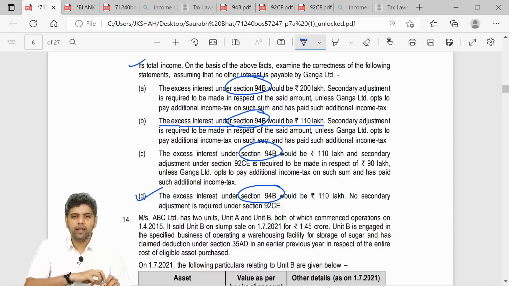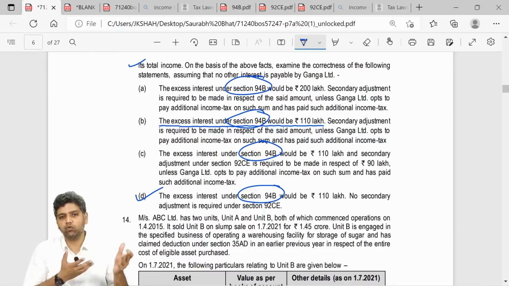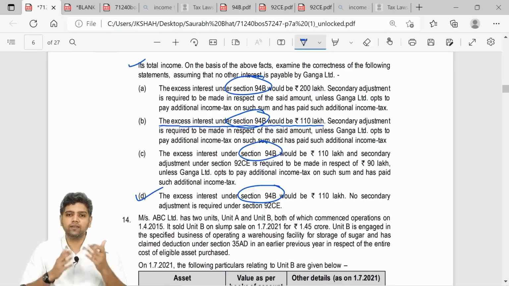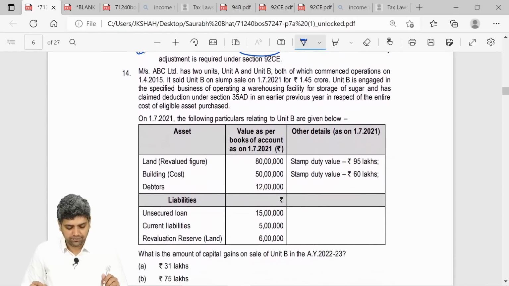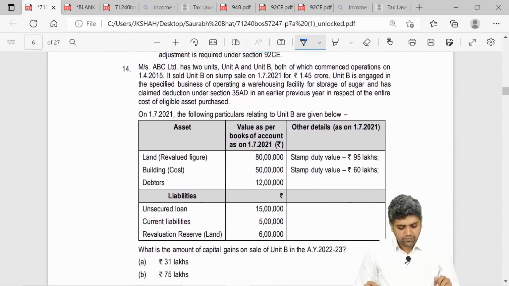That's point number 1. And the excess interest I will compute by adopting the arm's length interest of 350 lakhs. I have made suo motu disallowance. So the excess would be 110 lakhs. That is the answer to question number 13, D. Next one, this I think is based on slump sale.